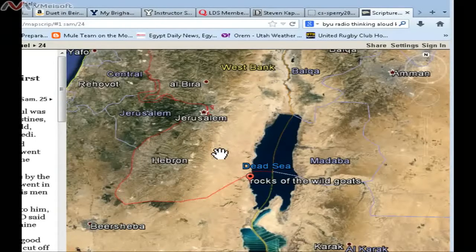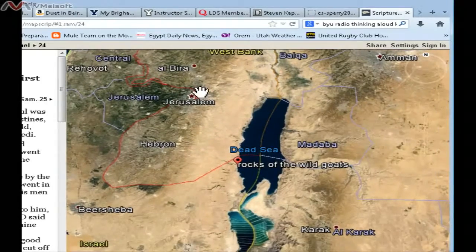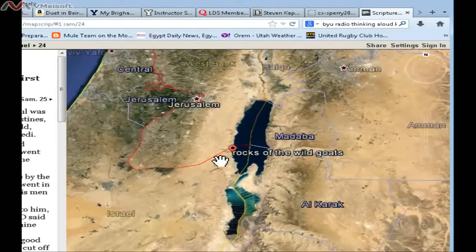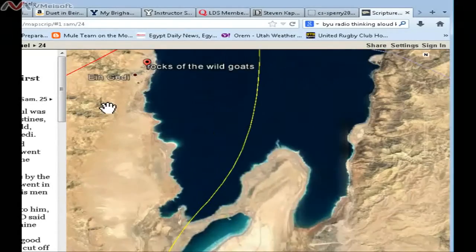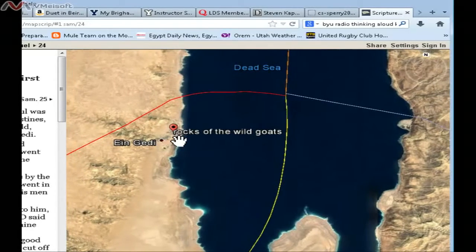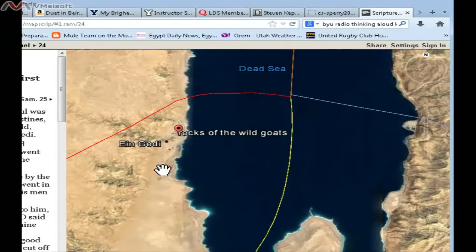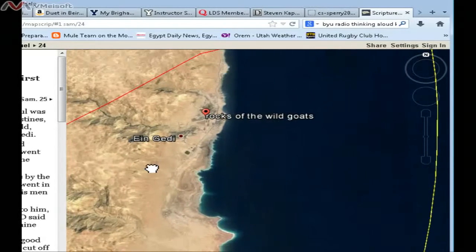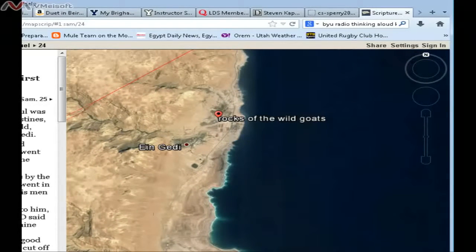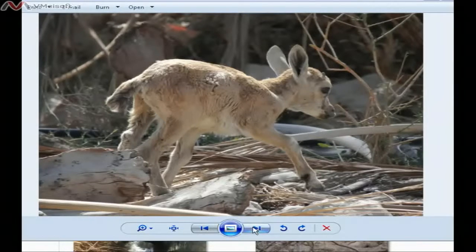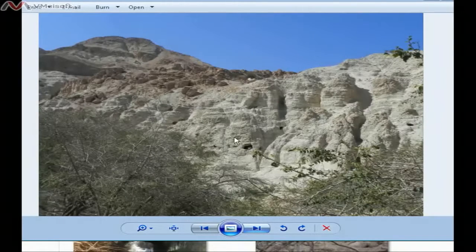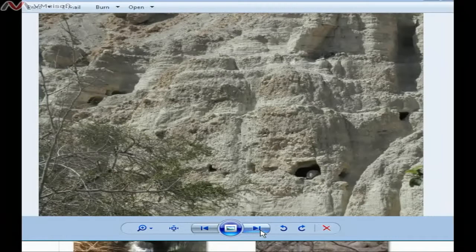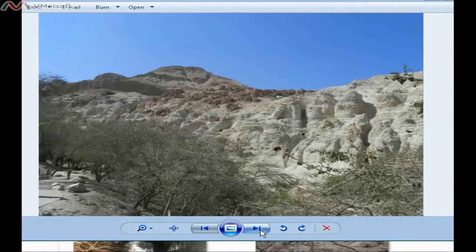Eventually, in trying to escape Saul, he goes down from Jerusalem down towards the Red Sea to what's known as Ein Gedi. Right here, here's Ein Gedi, which is also the Rocks of the Wild Goats. It's a little wadi here that he goes up into to hide. Just thought I'd show you a few pictures of Ein Gedi. There's still lots of wild goats or ibex there, and it's riddled with caves. It's this wadi that goes way up in there, riddled with caves.